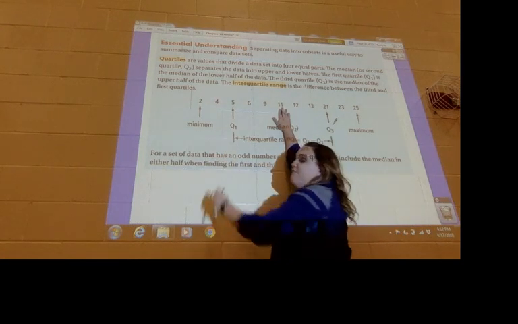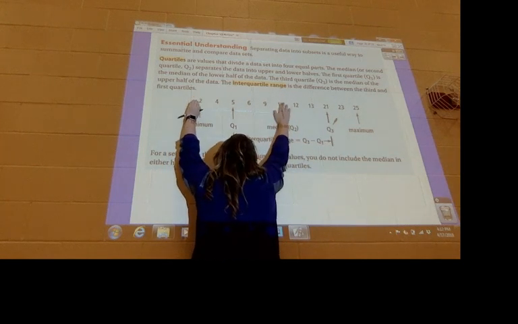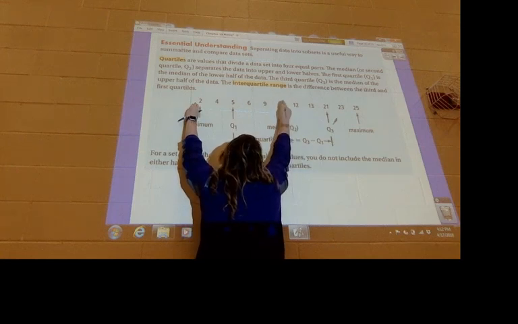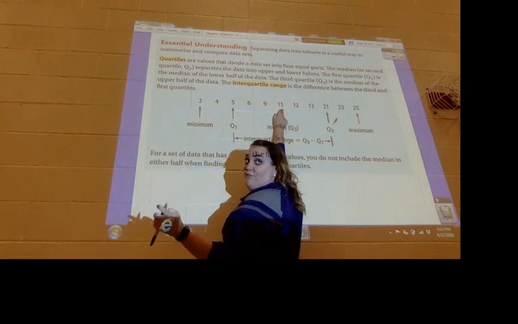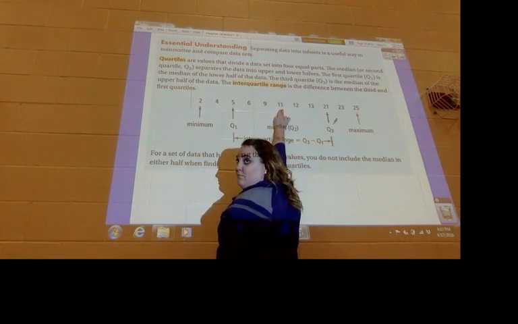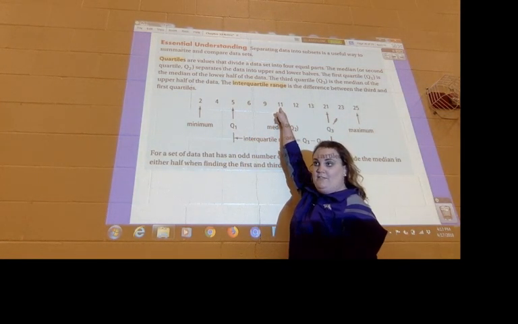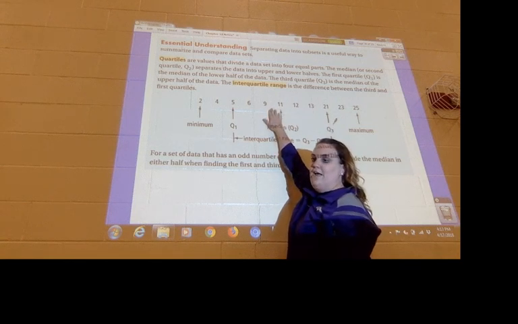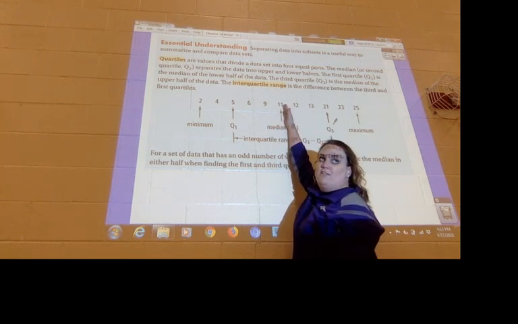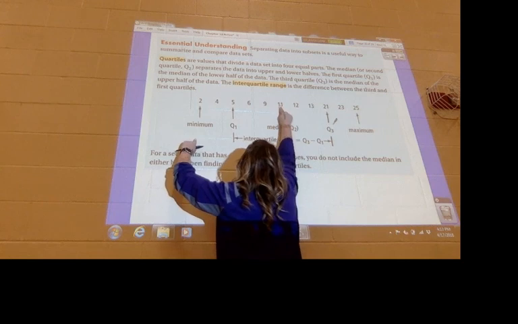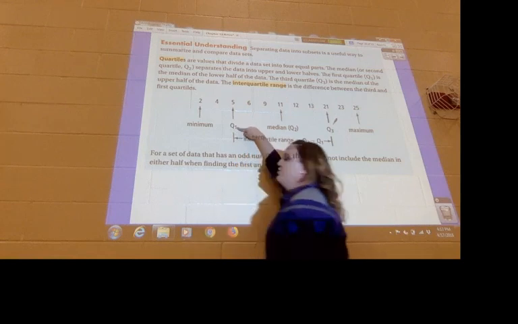To find Q1, you are finding the median of your bottom half. If I have an odd number, I don't use the middle number. If I have an even number, I'm using this. If I had an odd number of numbers, am I going to have a number listed dead middle? Yes. If I had an even number of numbers, am I going to have a number listed dead middle? No. Your median's going to fall dead center. So if I have an odd number, I'm not using this. I'm finding my median of the bottom half. That's your Q1.